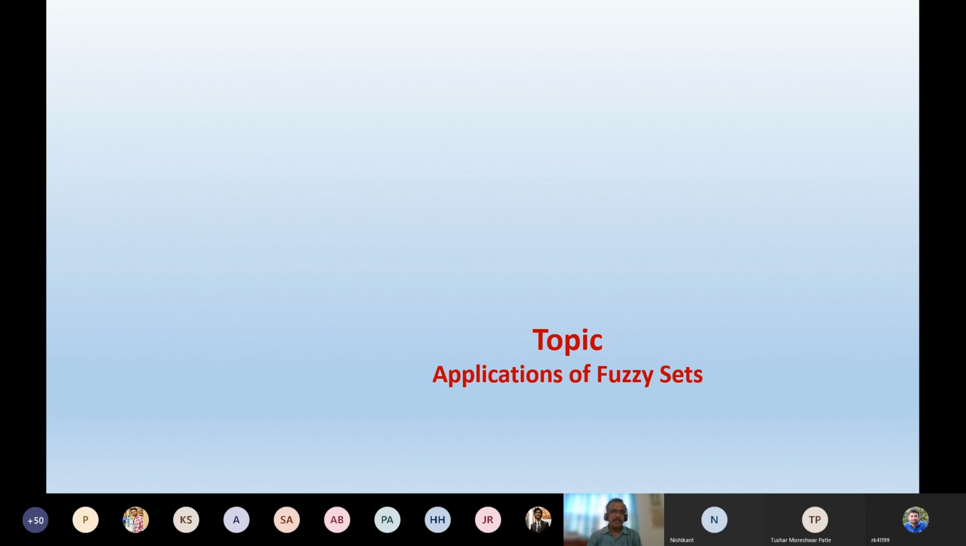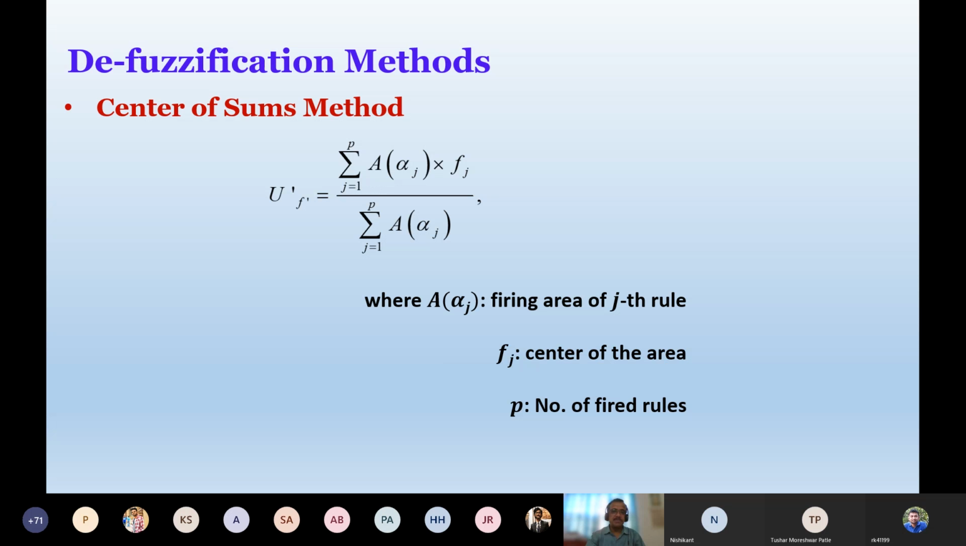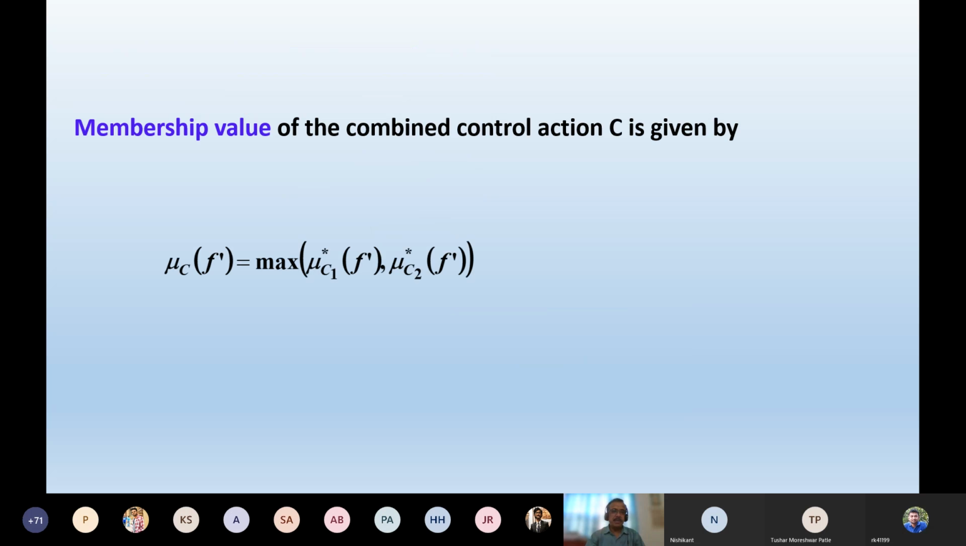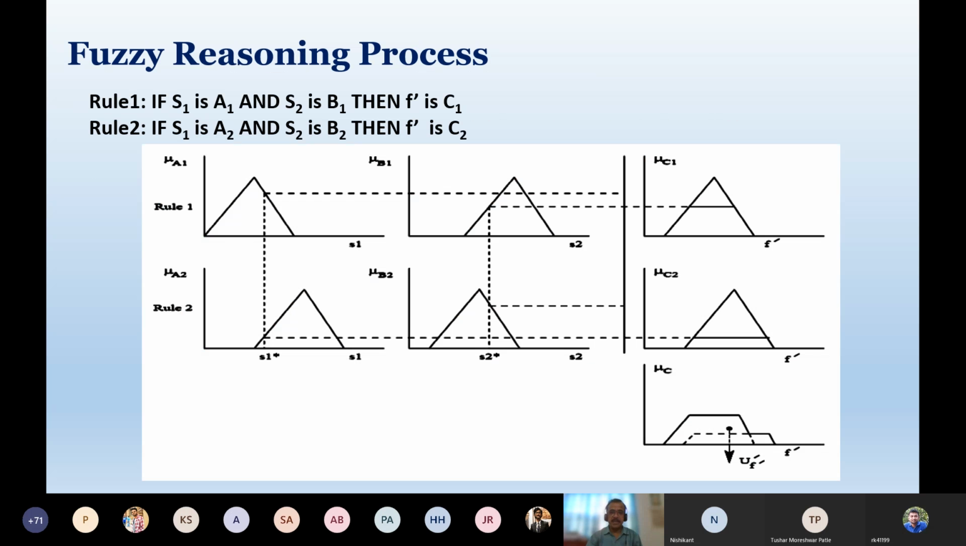So far as I can remember, in the last class, I discussed one method that is called the center of sums method. Now to repeat that, let me go back to this particular diagram. Let me repeat for the fired rule 1: the fuzzified output is nothing but this truncated triangle. And for the fired rule 2, the output is nothing but this particular truncated triangle.